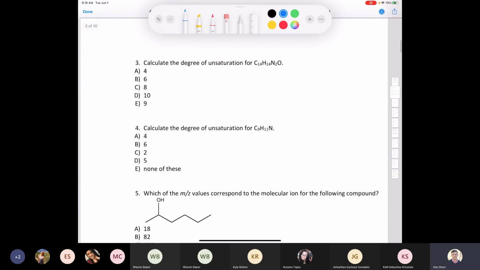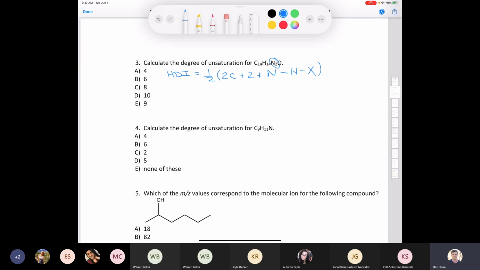Question 3, it says calculate the degree of unsaturation, or the HDI, in this molecular formula, C14H14N2O. And I showed you a couple ways that you could solve this problem. Probably the easiest way to do it is to use the formula. So HDI is equal to 1/2, 2 times the number of carbons plus 2 plus the number of nitrogens, subtract the number of hydrogens and the number of halogens. We can solve it that way.